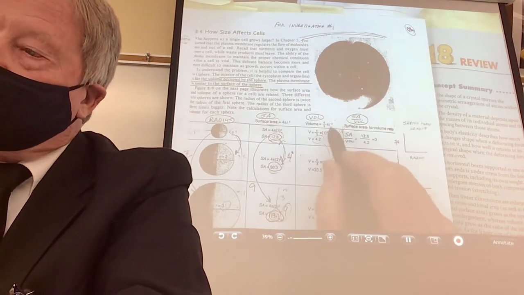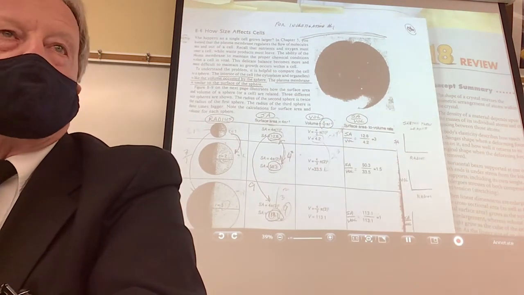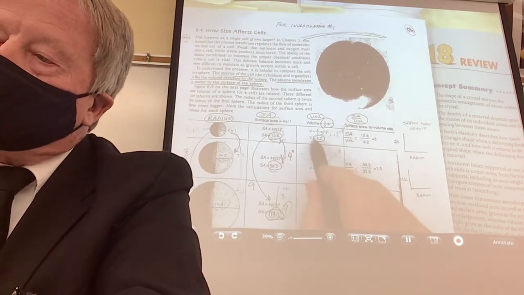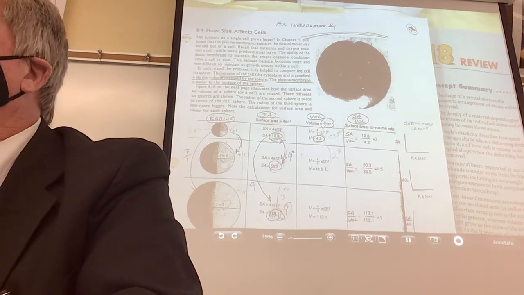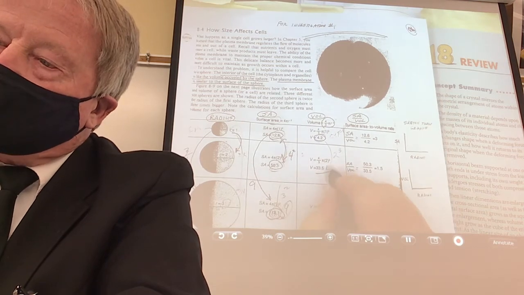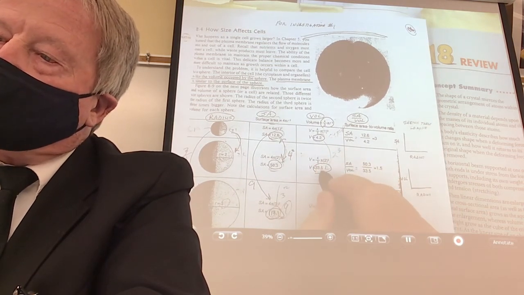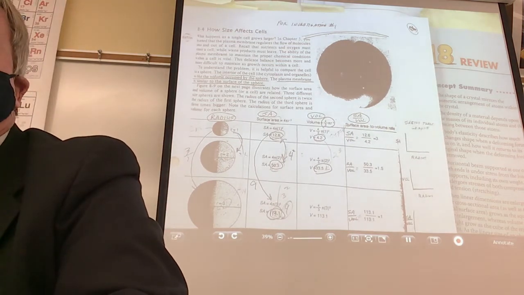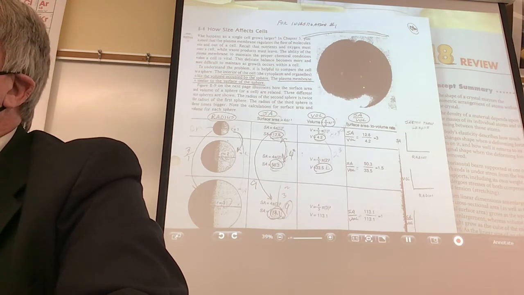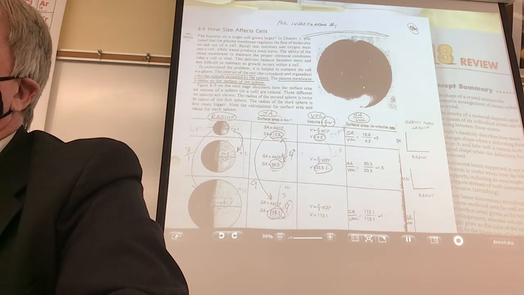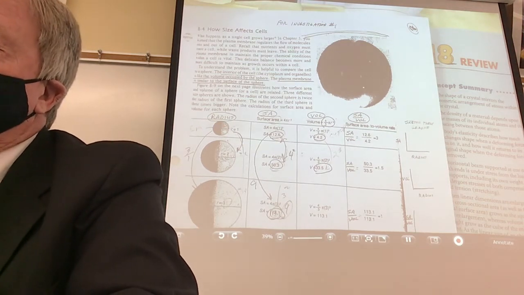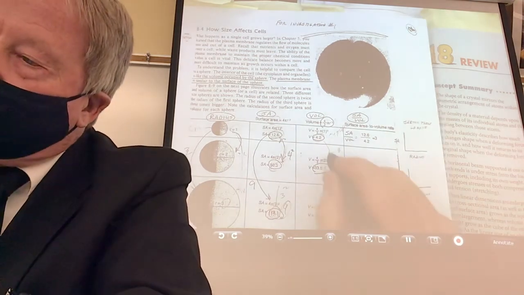Let's find the volume. The volume of a sphere is 4/3 pi r cubed. If you plug that number in, 1, then you'll get a volume of 4.2. Okay, fine. The little cell has a volume of 4.2. What if the cell got twice as big in the one-dimensional world? Use your calculators. What is 33.5 divided by 4.2? How much? 7.97. Okay, that's 8. Okay, sorry.